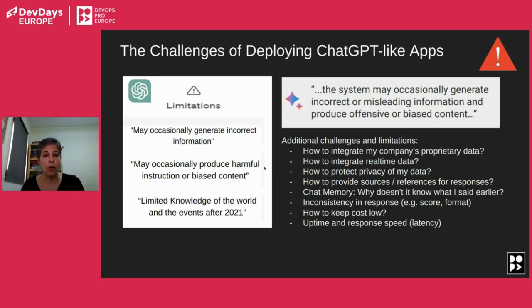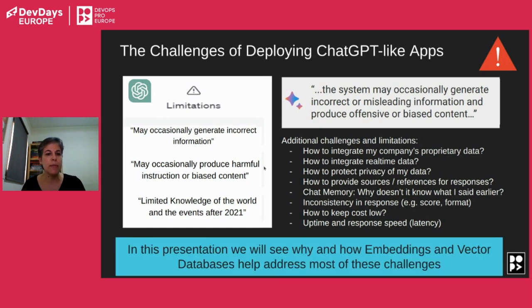How to keep costs low? This is true for all applications, but especially for those huge models that cost a lot to train and to run. What about uptime and response speed? The latency, the delay that we experience, and I think we all experience it with ChatGPT.